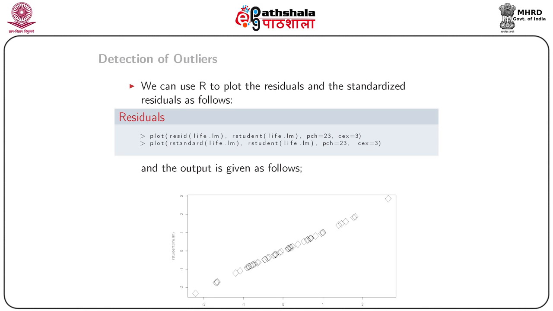Now we can use R to plot the residual and the standardized residuals separately. The code that we use is, we use the plot function and we first plot the plain residuals of the lm function life.lm. We can also plot the standardized residuals again using the same plot function on the life.lm. And here we have also presented the R output after using the plot function.